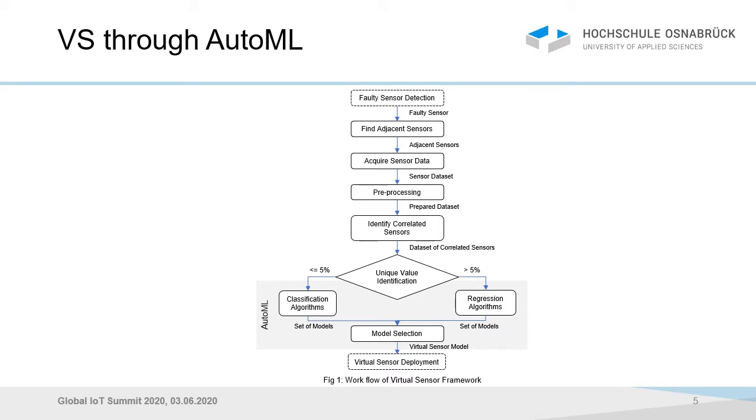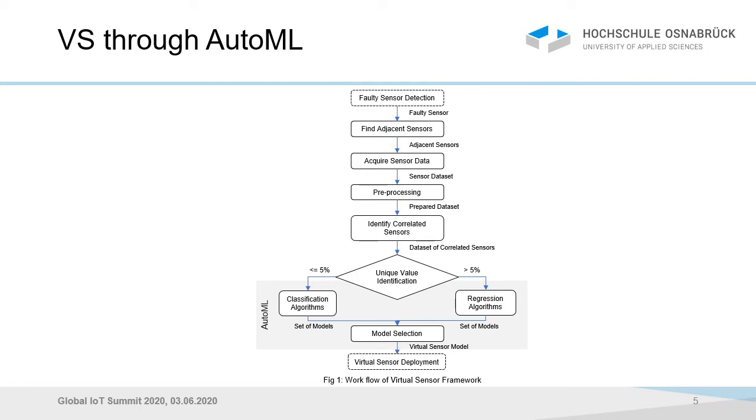This figure will provide you with an overview of the framework. We start with detection of a faulty sensor, and after we get a faulty sensor, the search platform will look for the adjacent sensors. By adjacent sensors, I mean sensors that are in the same geolocation or sensors that are placed inside the same infrastructure. The framework will then proceed by acquiring the sensor data of these adjacent sensors.